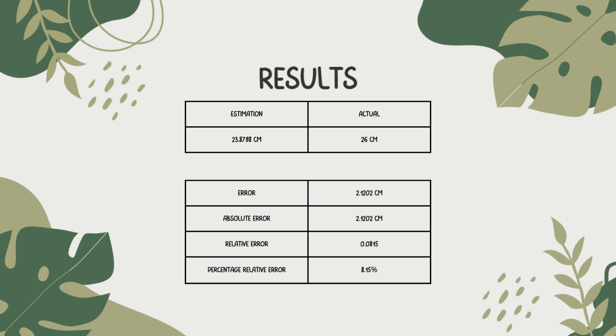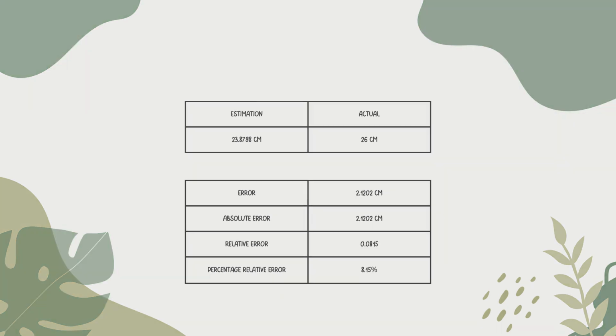We have noticed that our estimation is not the same as the actual perimeter of the leaf, so we have calculated the error and the percentage error of our estimation, which are 2.1202 centimeters and 8.15% respectively.